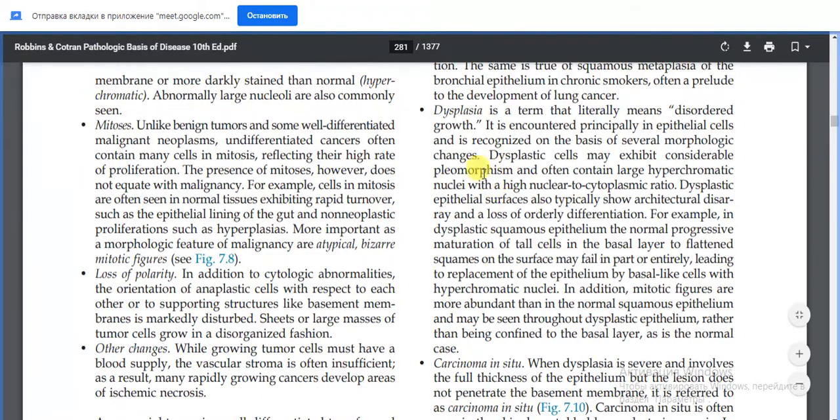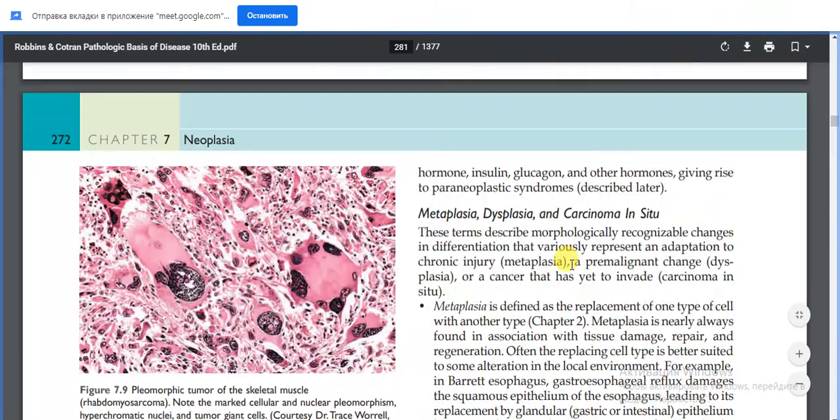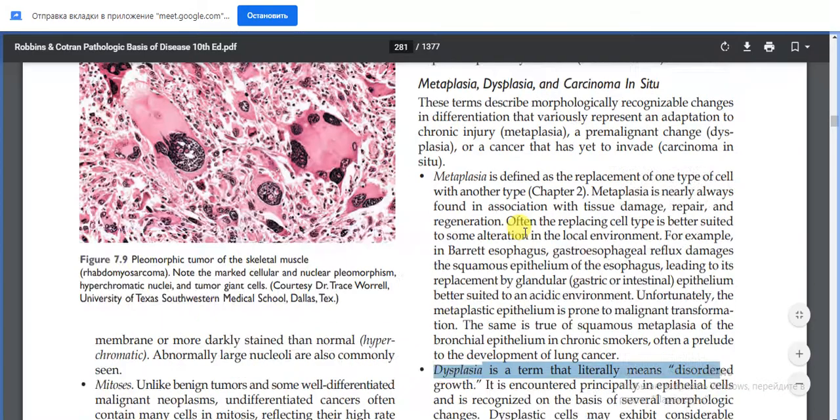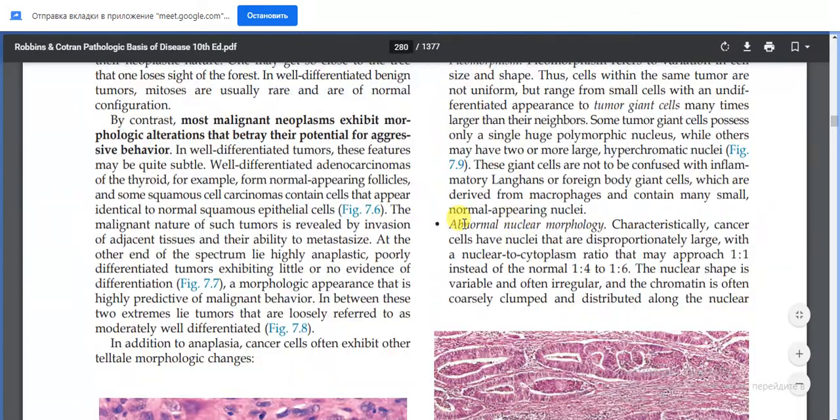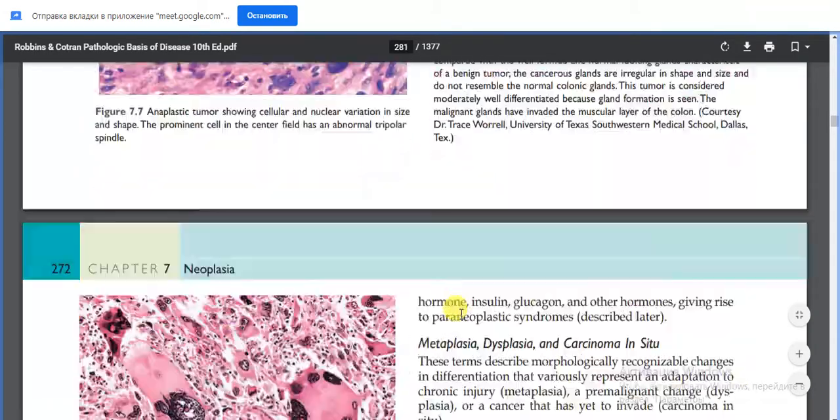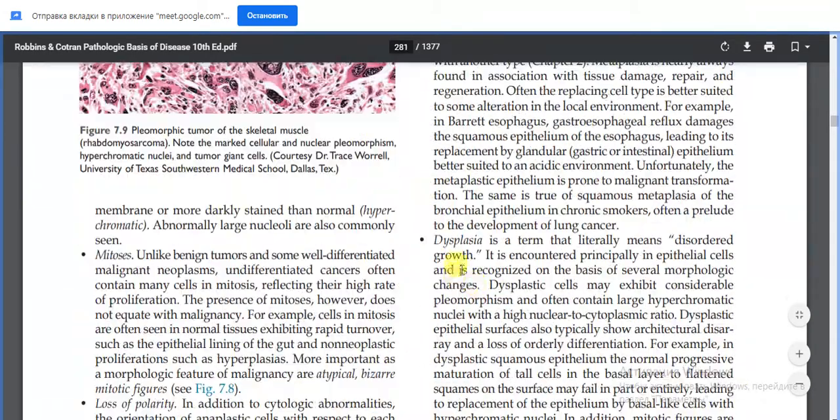Okay, dysplasia. Dysplasia, as I said, is disordered growth. All these changes we discussed before, this loss of polarity, abnormal mitosis, abnormal nuclear morphology, pleomorphism, all of these are included in the term dysplasia.